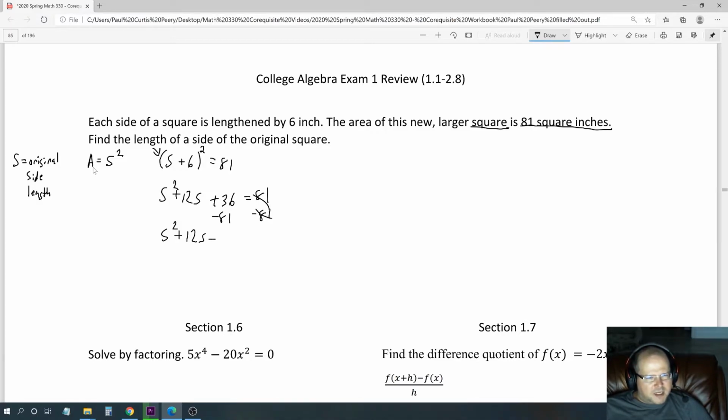So what would that be? Minus 40. Let's see, it looks like 45. And that is equal to 0. Okay, at this point we can factor it. If we're going to solve it using the zero factor property, we would factor this. So we would say square root of s squared is s. It ends in a negative, so it's going to be a positive and a negative. And we're looking at two numbers that we can multiply together to give you a negative 45, that if you add together would give you a positive 12.